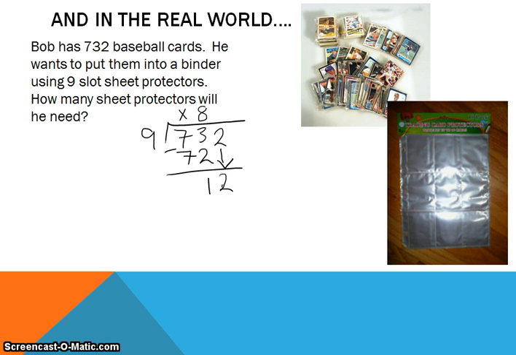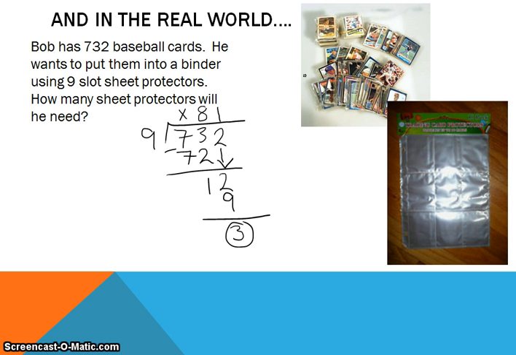So 12 by itself is not divisible by 9 evenly, but we need to think what number close to 12, that's smaller than 12, is divisible by 9. So 12 divided by 9, the number is going to be 9. So 9 divided by 9 will give you 1. 1 times 9 is 9. And then we're going to do our subtraction. 12 minus 9 will give us 3. Now, I don't have any more numbers left to bring down, so 3 is my remainder.